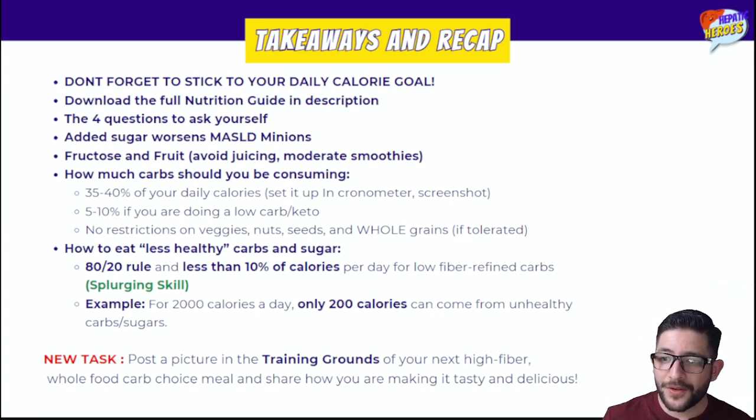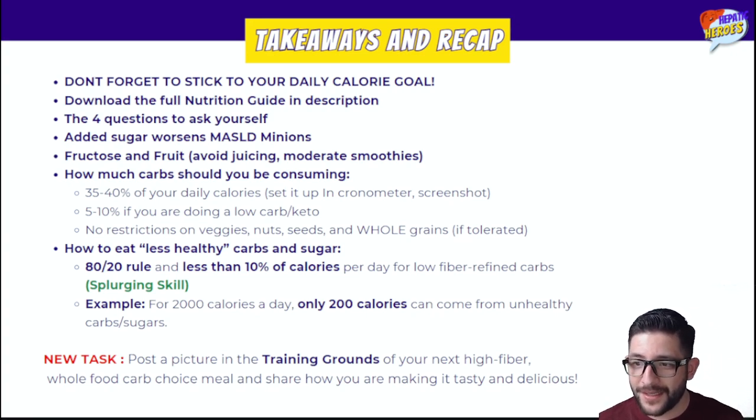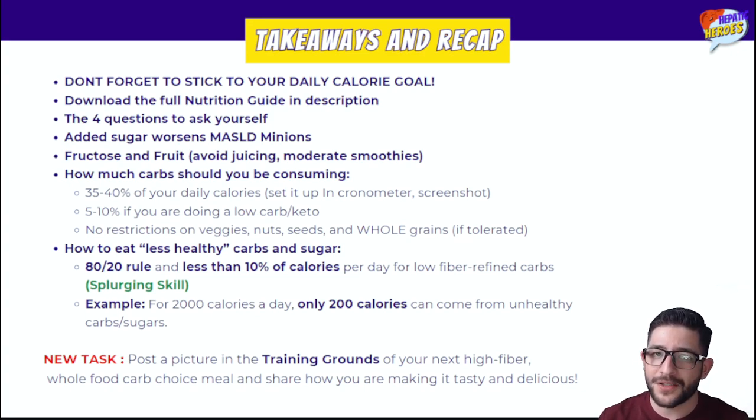Make sure to watch out for those added sugars because they worsen the mast cell minions, fructose and fruit. Remember, high fructose corn syrup, the refined fructose, is something you want to avoid. But fructose from fruit is okay as long as you're eating it in moderate amounts from whole foods and you avoid juicing.